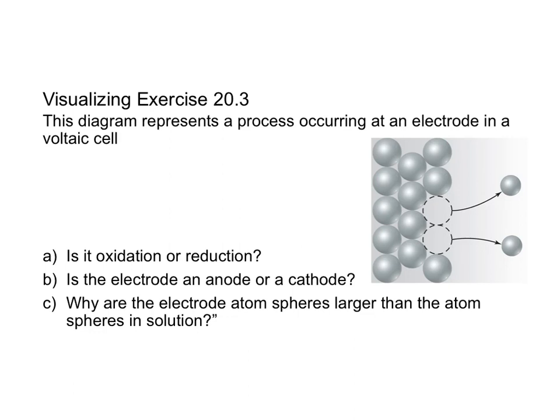I'd like to start this section with a visualizing exercise from the last section. The picture on the right is a diagram of a process that occurs at an electrode in a voltaic cell. So we see large spheres on the left, and let's call them the solid. We see what happens is the large spheres are turning into something smaller. So that would probably be the cation.